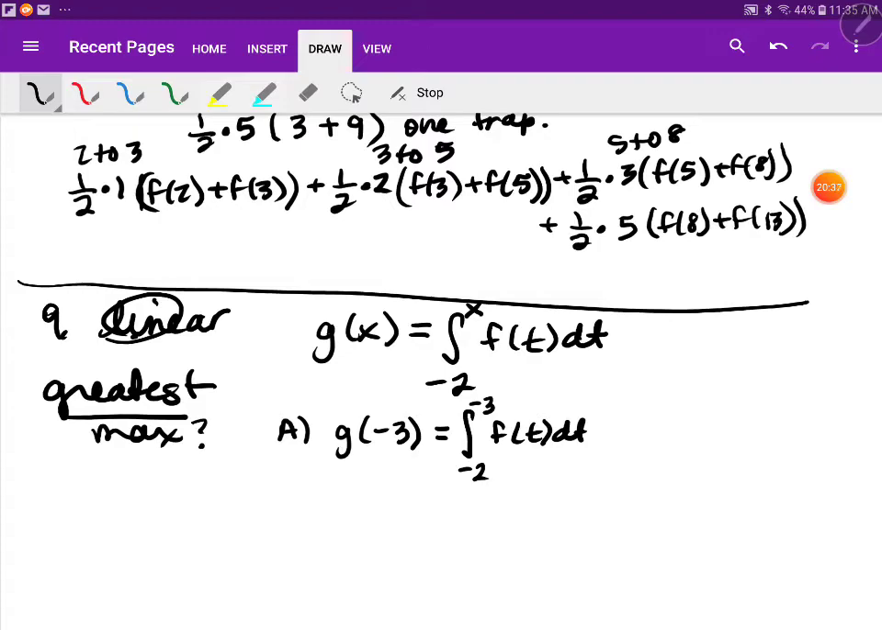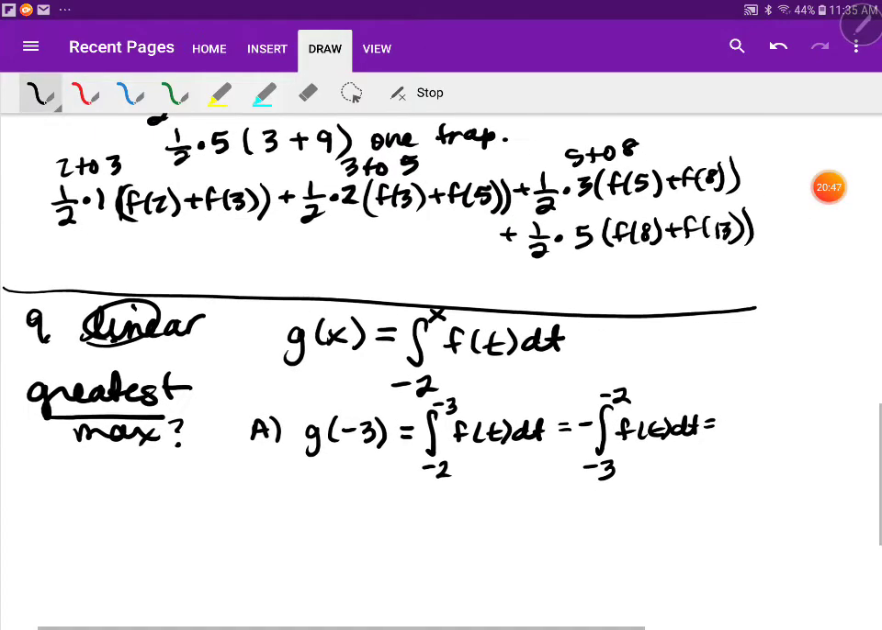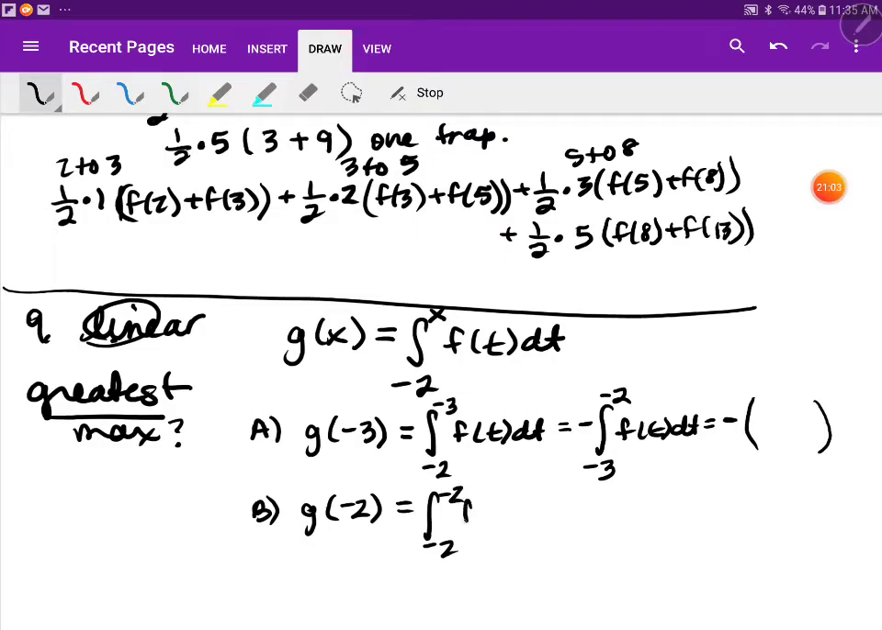Now, is that the right way or the wrong way on the bounds? I believe that's the wrong way. So that's -3 to -2. So I need to flip that. Okay, so that's going to be negative in front of whatever area I find from -3 to -2. Signed area. I'll do that in a minute. Let's just see if I have to actually find all of these. G of -2, the integral from -2 to -2 of f of x.